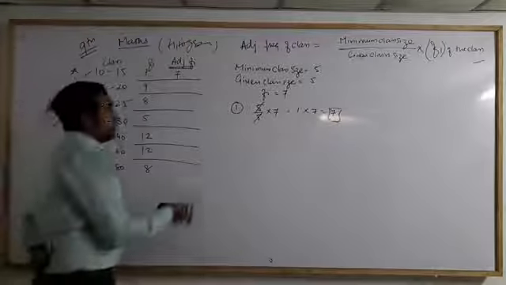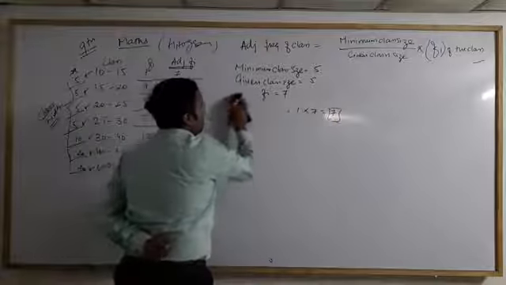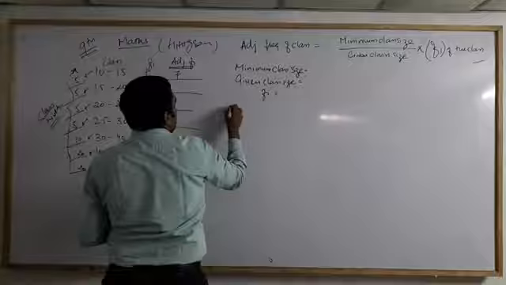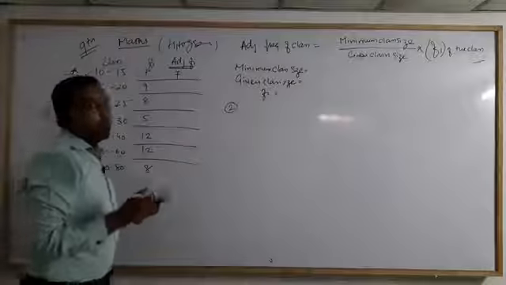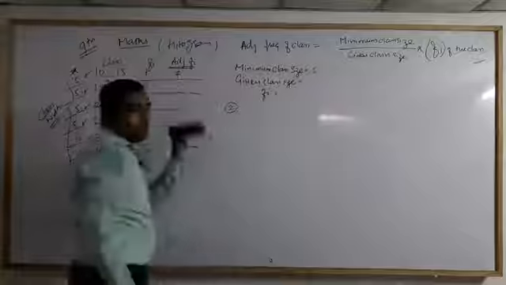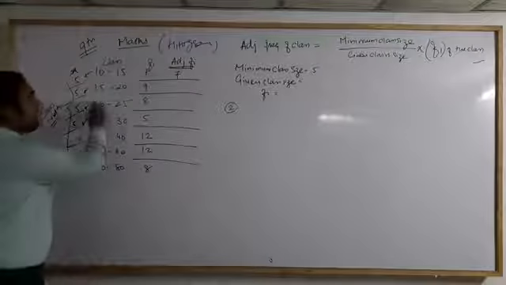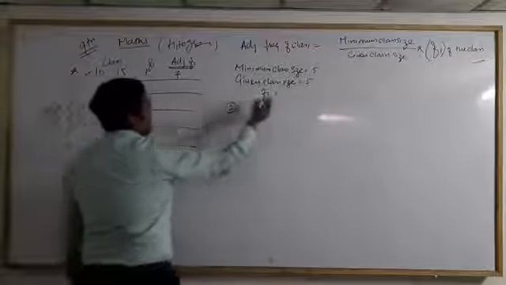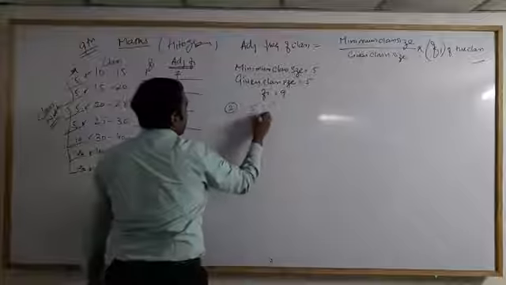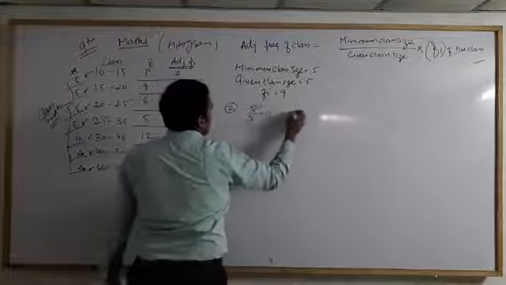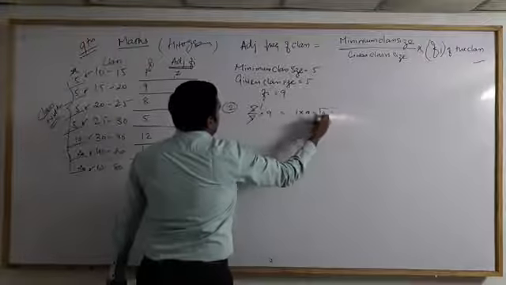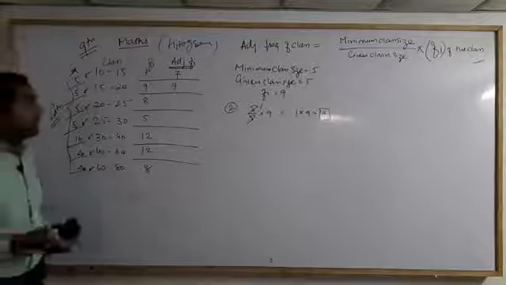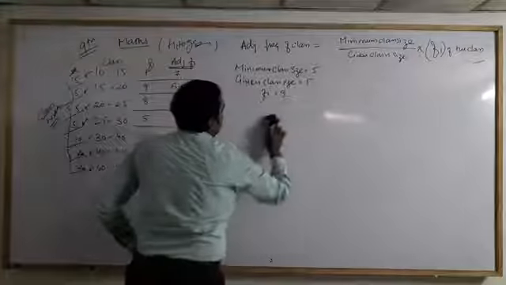Now we are moving to the second. My minimum class size is compulsorily 5 for all of the frequencies. Now the given class size for the second is also 5, and my frequency is 9. Therefore my answer is 5 by 5 into 9, so 1 into 9. Therefore my answer is 9. For the second, my answer is also 9. Okay, clear?